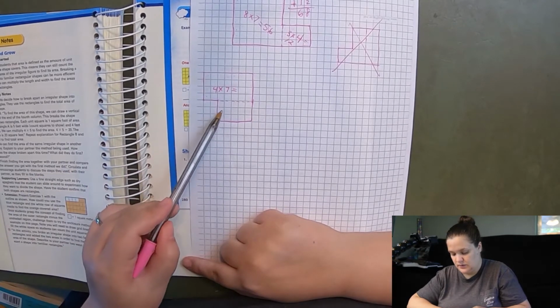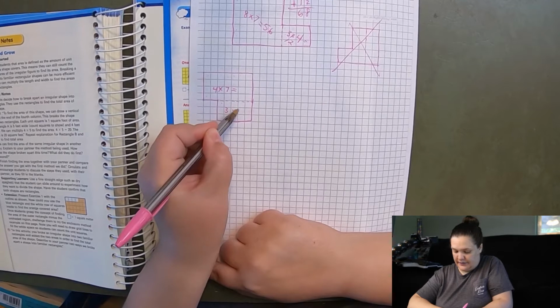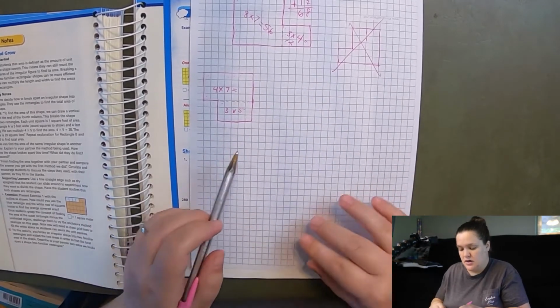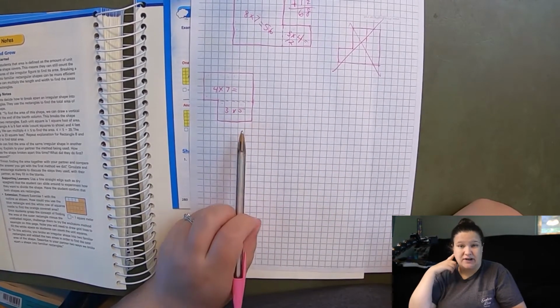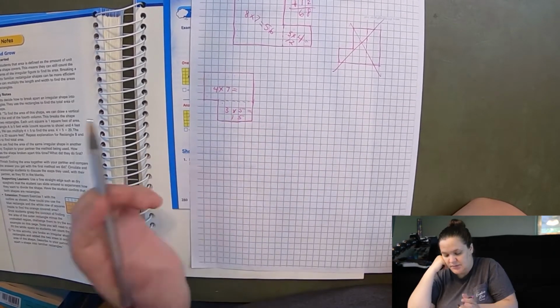Okay, and this one has 1, 2, 3 times 1, 2, 3, 4, 5. Okay, so 3 times 5, that one's easy, right? The 5s are really easy. 3 times 5 is 15.